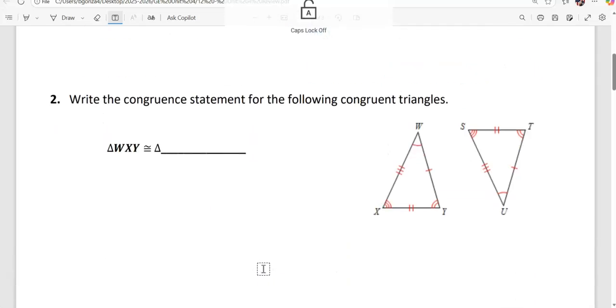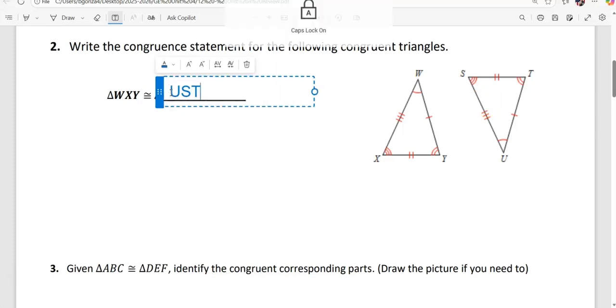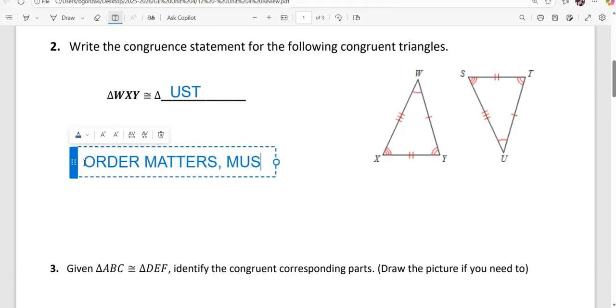Okie dokie. Number 2. Now W, X, Y. Now W is 1 arc, X is 3 arc, Y is 2 arc. W, X, Y has been rotated and flipped over actually. So W to X to Y, 132 is 132 UST. Okay, order matters, must match the arcs.